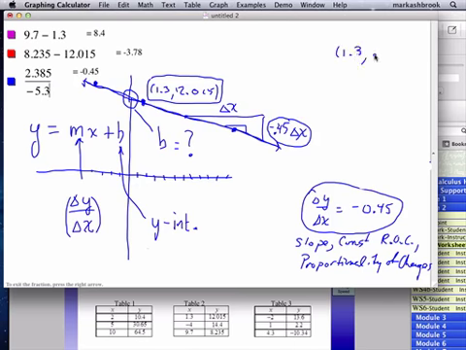So, anyone think they can do this? I know you can do it. Anyone think they got it? So how can we use the constant rate of change? What did you do first?